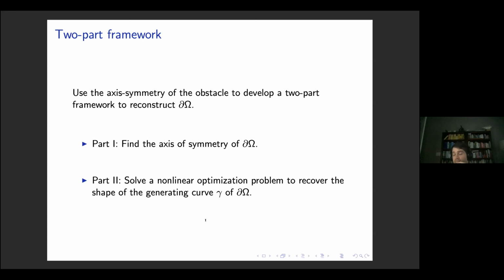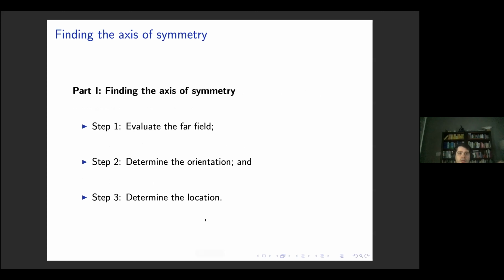Okay, so to get this recovery of the obstacle, we actually created a two-part framework that is going to use this property of the obstacle being axis-symmetric. So the idea, first, is to find the axis of symmetry of the obstacle, and in the second part, to do the nonlinear optimization problem as before and recover a generating curve that parameterizes the boundary of the obstacle, the curve that, when rotated, parameterizes the boundary.